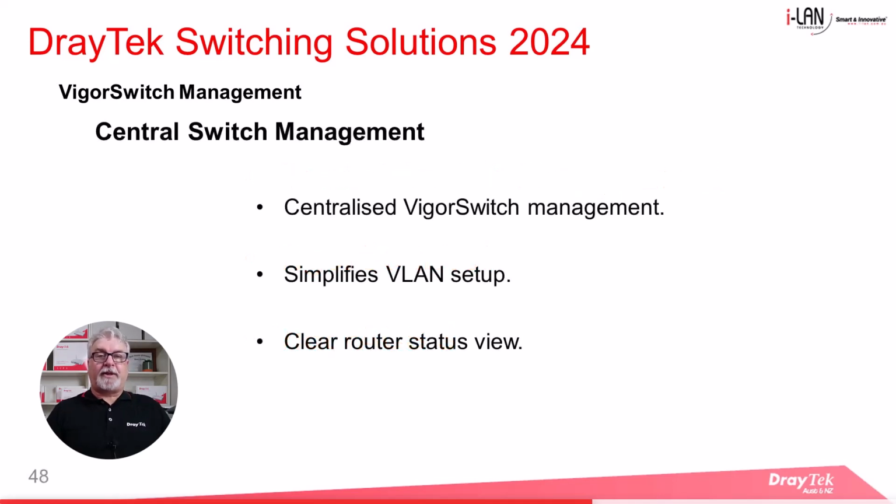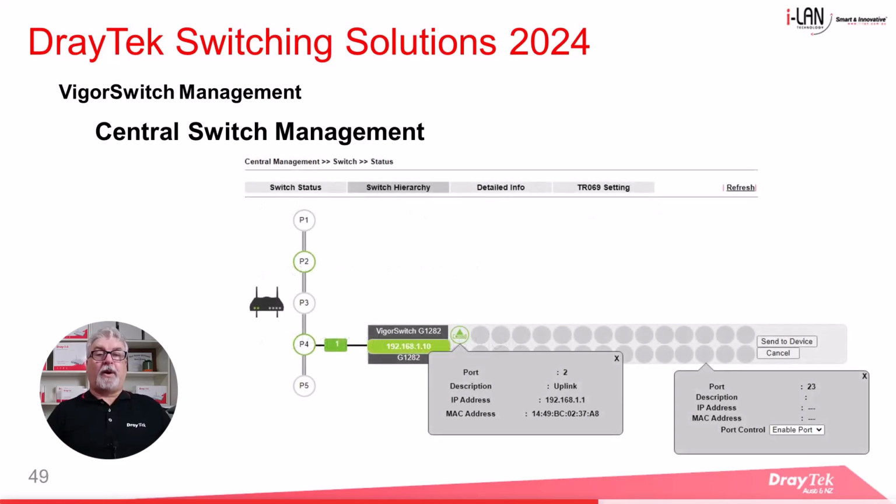Central Switch Management is a feature in DrayTek Vigor routers that provides a central console to manage and deploy supported VigorSwitches. It also simplifies setting up VLANs on the switch to match the settings on the router. On the status monitoring page, the router presents a hierarchical view of the VigorSwitches on its LAN, where you can easily find a device in the network topology.